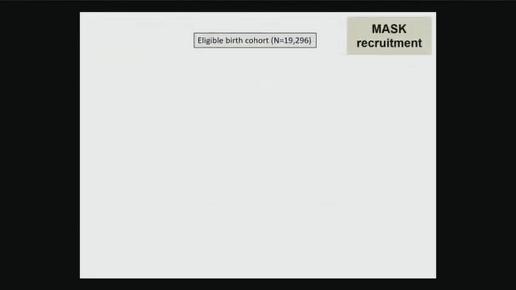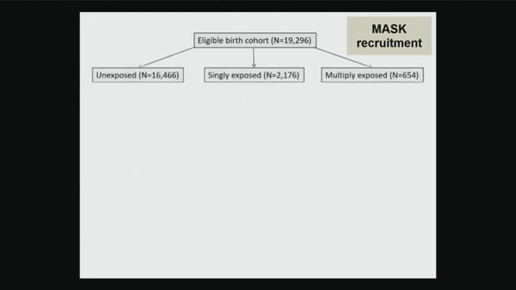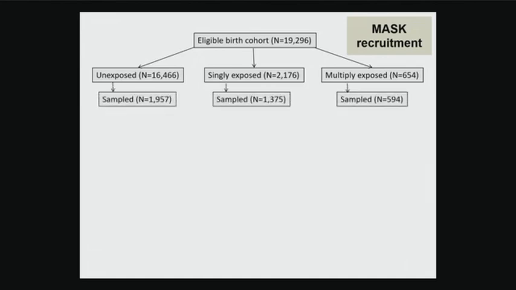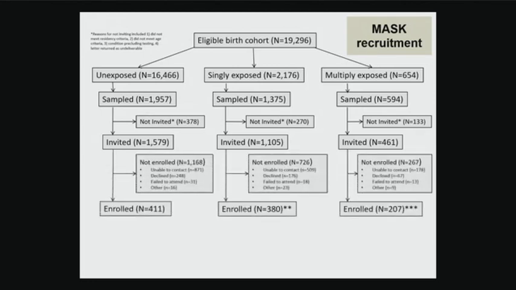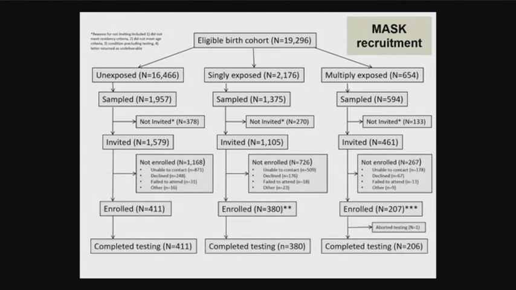So in terms of the overall recruitment, we started with almost 20,000 kids in the birth cohort. These were the exposure numbers for unexposed, singly exposed, and multiply exposed kids. We sampled from these the numbers of kids that you see here. We invite them. Some of them we could not invite, for example, because they had moved out of Olmsted County. So those are the numbers that were invited. Those are the numbers that were enrolled. And these are the numbers that actually completed testing.